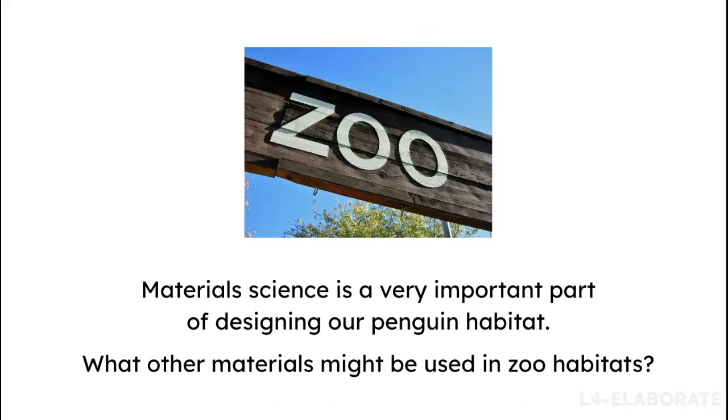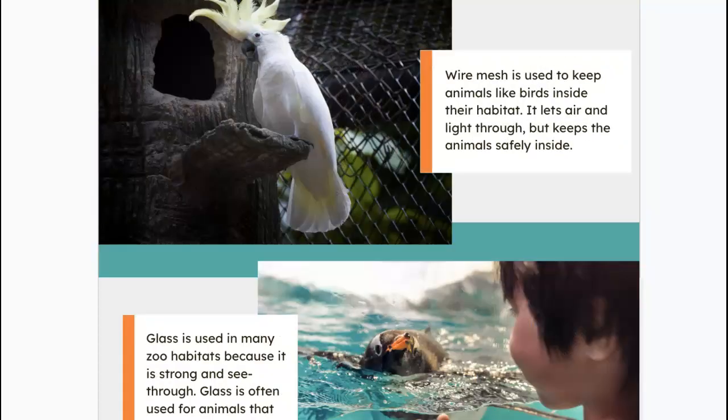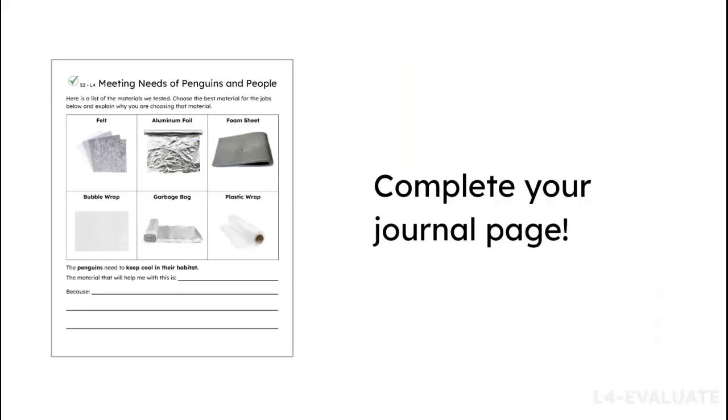During the Elaborate, you'll discuss the importance of materials and ask students what other materials might be used in zoo habitats. You'll then have students partner read the MySci Materials in Zoos article. For the Evaluate, you'll remind students of the design goals for their penguin habitat. You'll then have students individually complete the Meeting Needs of Penguins and People student journal page.